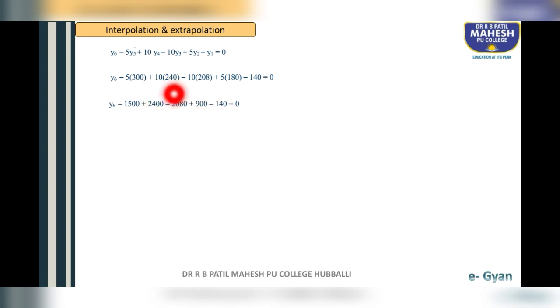From this step, students, separate positive values and negative values. After solving this, it becomes y6 minus 420. So y6 is equal to 420. Therefore, the missing value of y6 is equal to 420. Like this, you have to find the missing values.